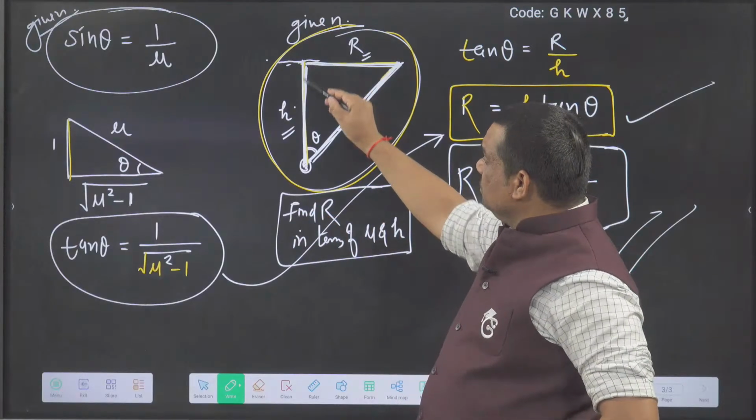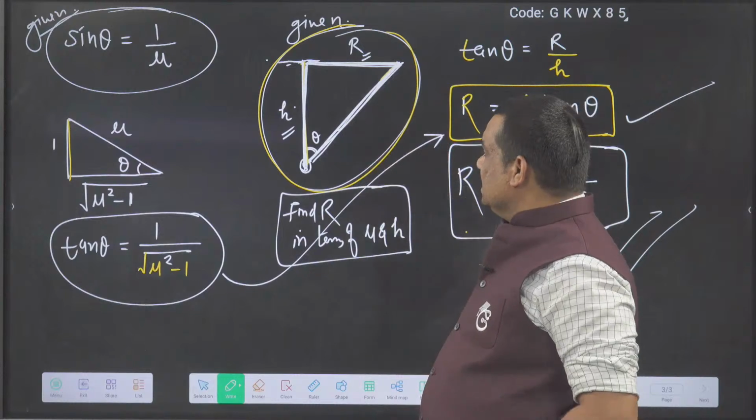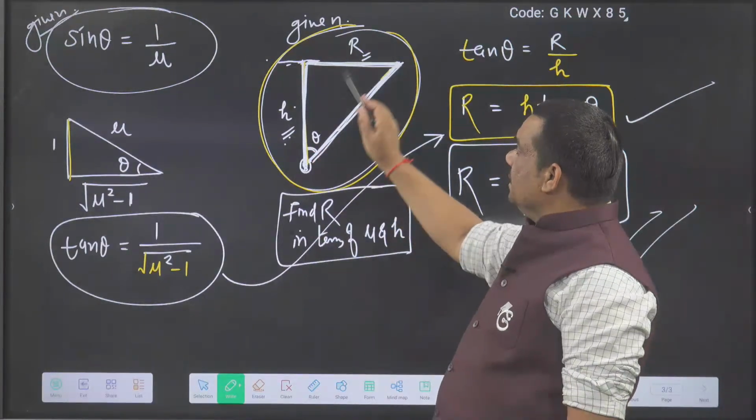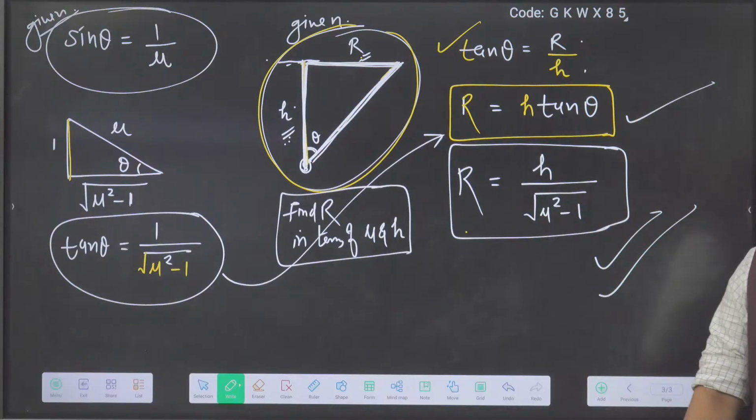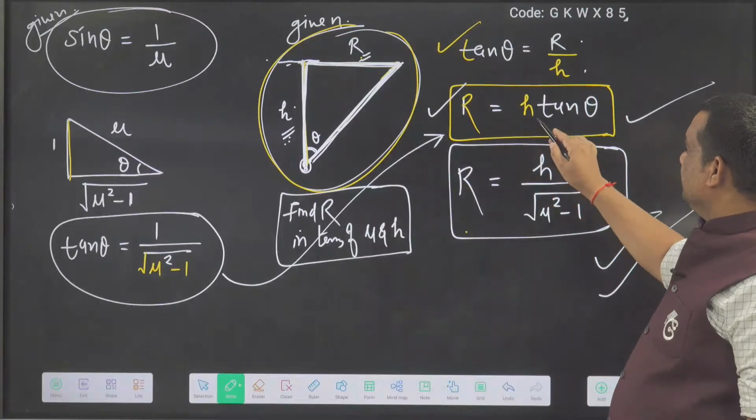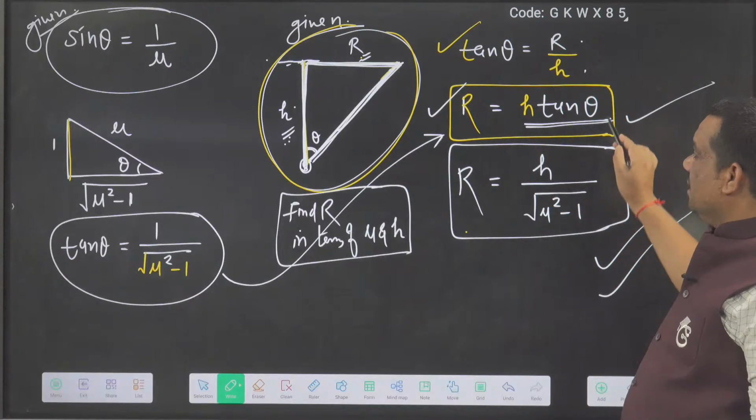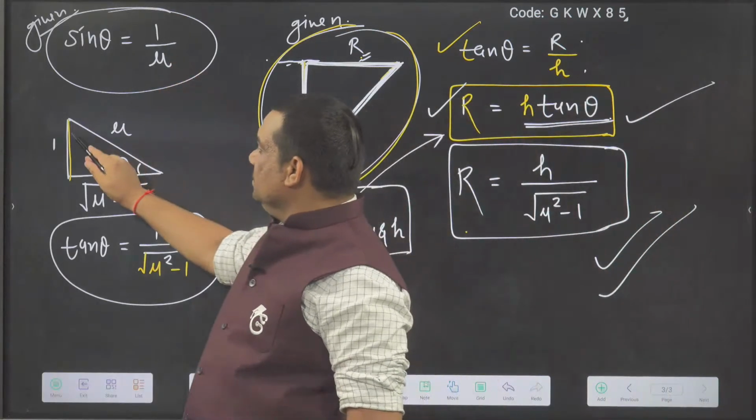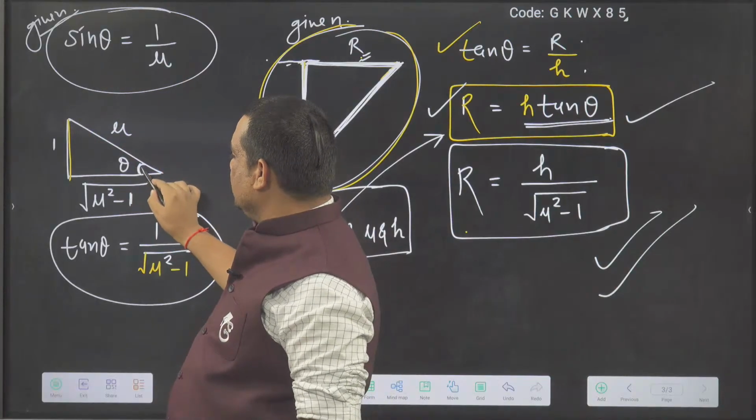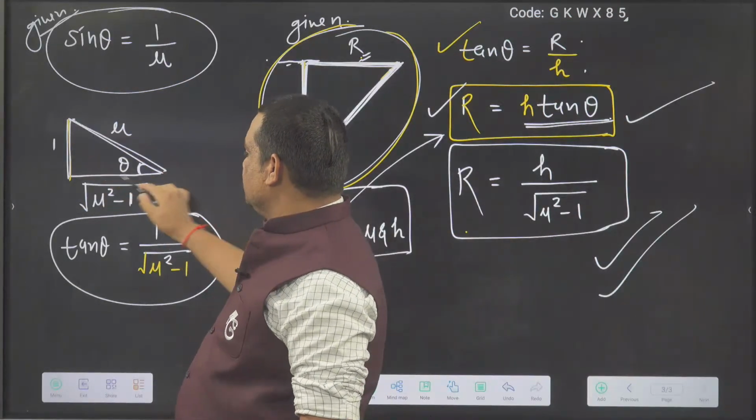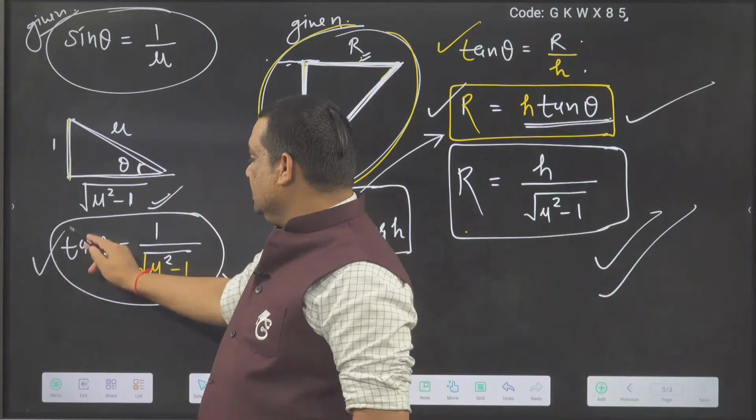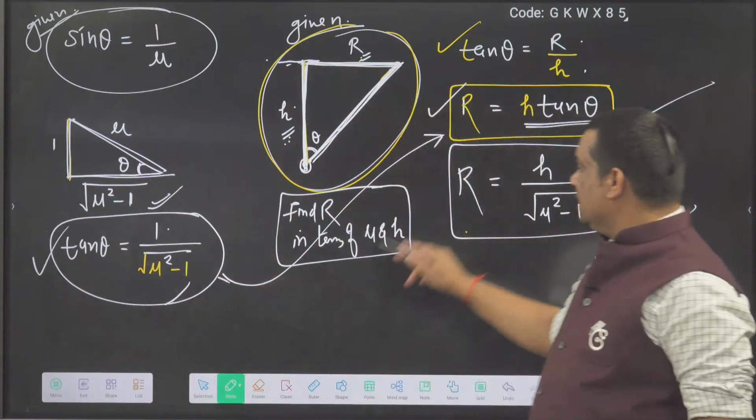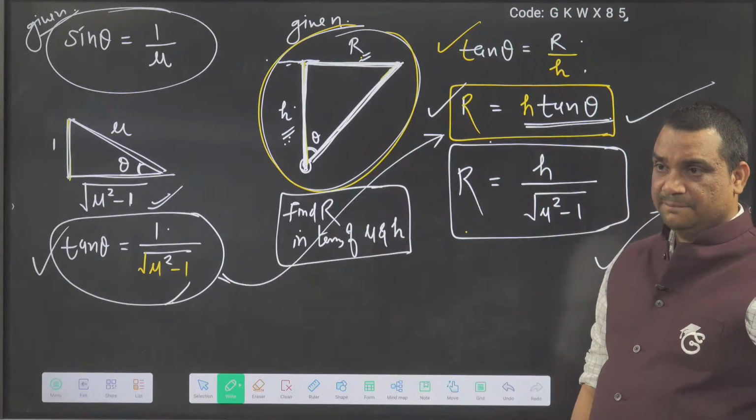So in this diagram, h is given, r is given. We can easily relate this theta. We can write tan theta equal to r by h, so we can say r equal to h tan theta. So your radius becomes h tan theta. Now they have given sine theta is 1 by mu. This is the perpendicular, this is the hypotenuse, and this will be the base, root of mu square minus 1. Then tan theta will be 1 by root of mu square minus 1. This one we can just put here.